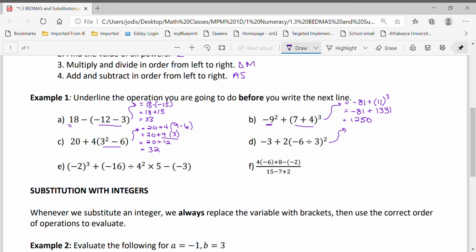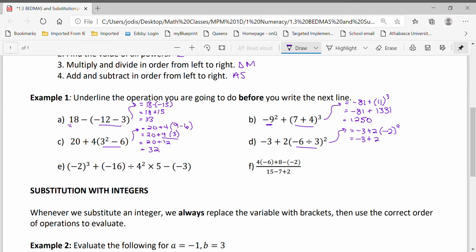Okay, for D, leave the negative 3 and the 2 out in front. Do your brackets first, so we're just going to copy those. In our brackets, we can do this negative 6 divided by 3. That's going to give us negative 2. And then it has this squared here, so make sure you continue writing the squared. So just copy what you had.